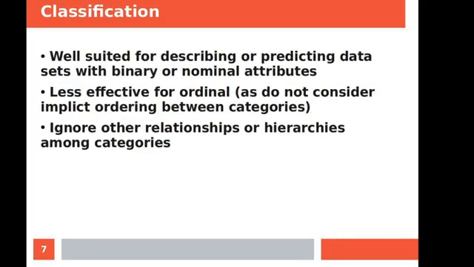Classification is typically well suited for describing or predicting data sets with binary or nominal attributes. It works well with those, but it is somewhat less effective if you have ordinal attributes like small, medium, large. It is quite a bit less effective compared to binary or nominal attributes. Why? Because here you are not rating the importance of the ordering between the categories. Because the algorithm is not taking that into account, there might be some chances of error. Another thing it ignores is the relationships or hierarchies among different categories.